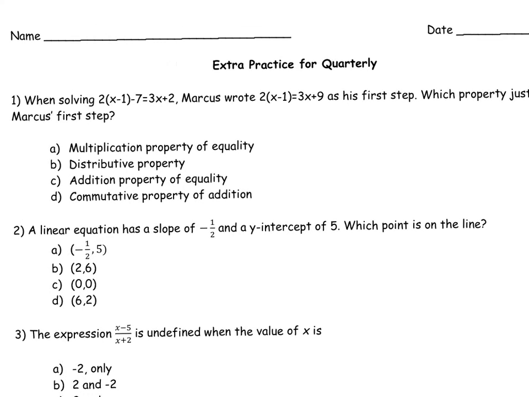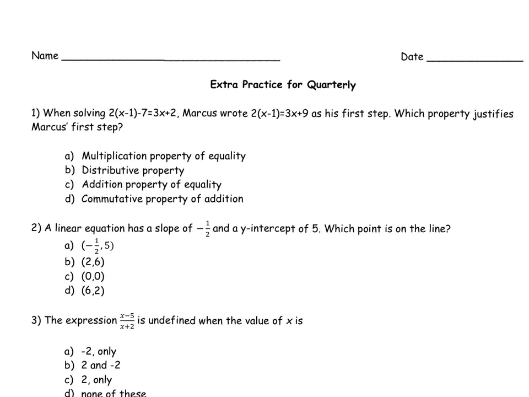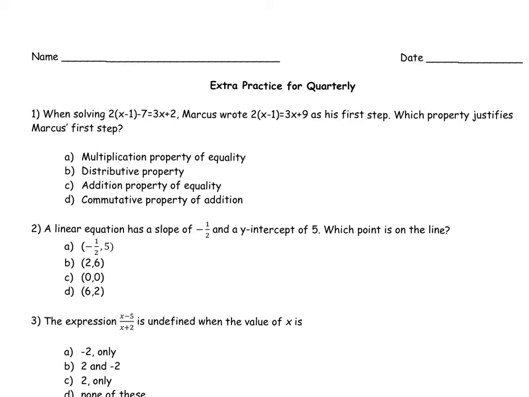The first question says, when solving 2(x - 1) - 7 = 3x + 2, Marcus wrote this as his first step. Which property justifies Marcus's first step? What's the difference between this and this? What has changed? Hopefully you notice that the negative 7 that used to be here is no longer there. So we don't have a negative 7 over here anymore. Also, before we had a 2, now we have a 9. What do you think happened?